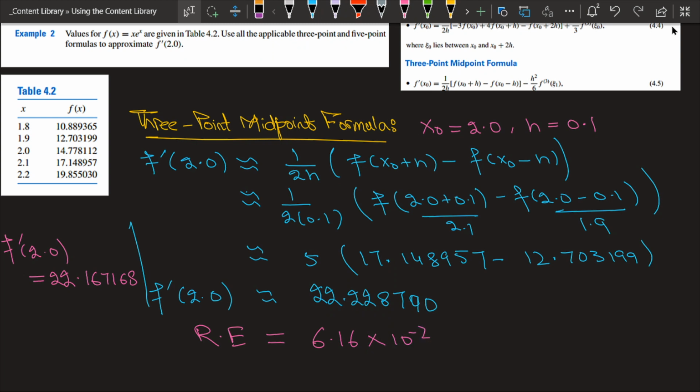तो आपने देखा कि relative error जो है वो further decrease कर गई है midpoint formula में. तो अगर हमें ये कहा जाए कि find the derivative at 2.0 using the most appropriate 3-point formulas, तो हम यहाँ पे हमेशा midpoint formula apply करेंगे कि midpoint formula most appropriate है because it gives better result as compared to forward difference formula and backward difference formula.